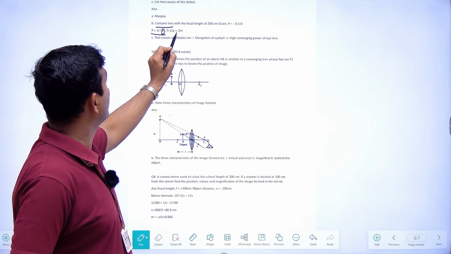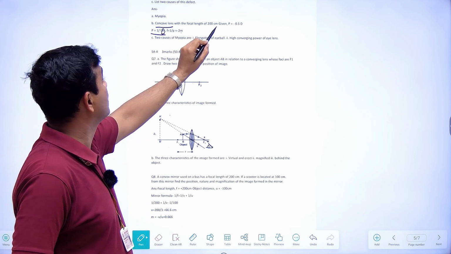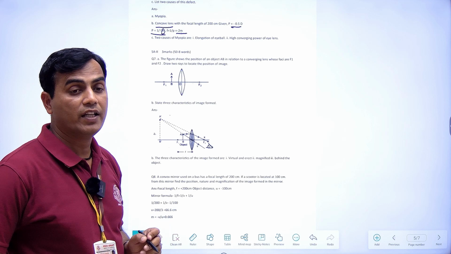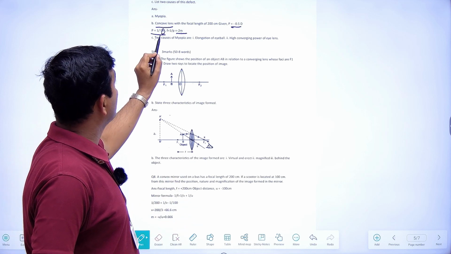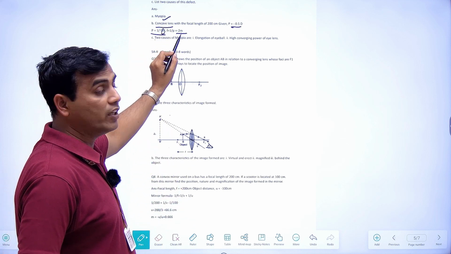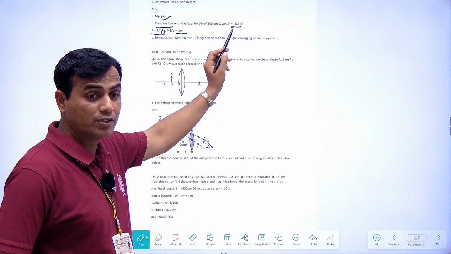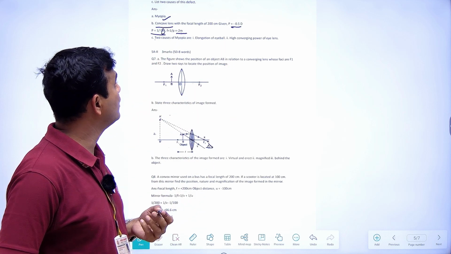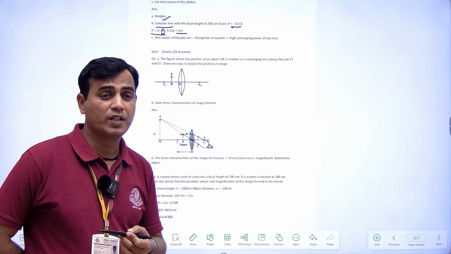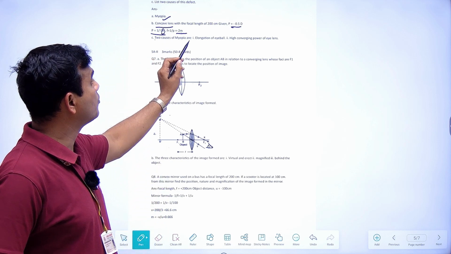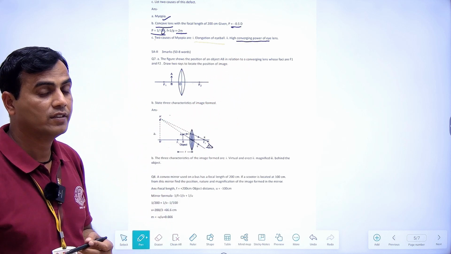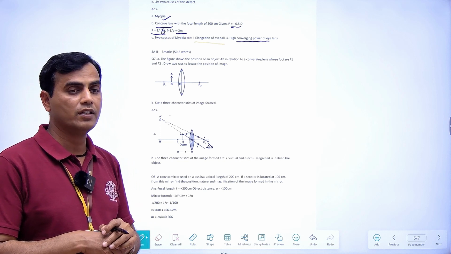So we get power and focal length. The power is given as -0.5 D, so we get focal length as -2 meter. The defect is myopia, and the power given to us is -0.5 D, so the focal length equals -2 meter. The answer for part C, the causes of myopia, are elongation of the eyeball and high converging power of the eye lens. This explains the question correctly.